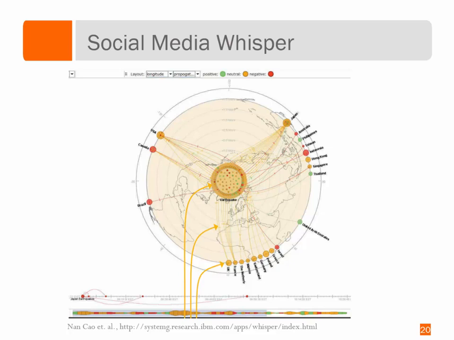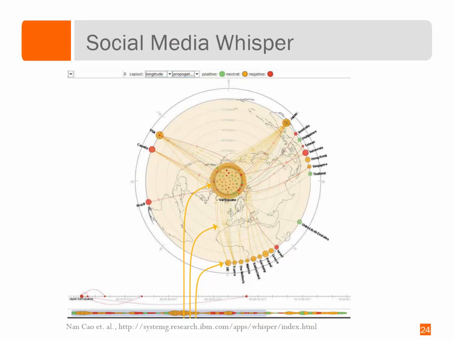So you get the idea here where what we see represented is a particular event, a major event, and what all the tweet traffic looks like regarding that particular event. Now we'll take a look at an application called Social Media Whisper.